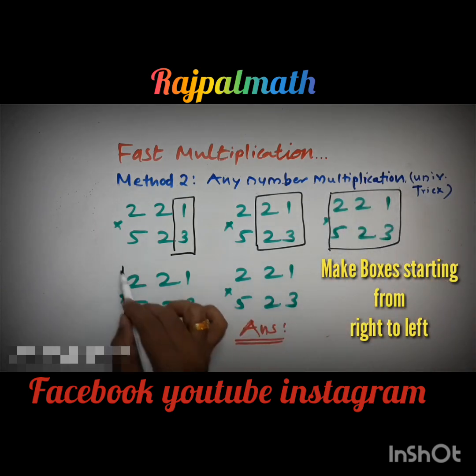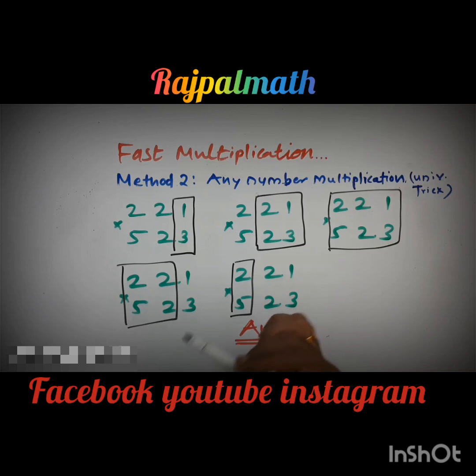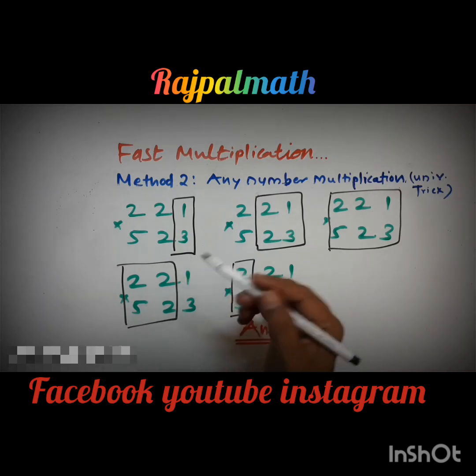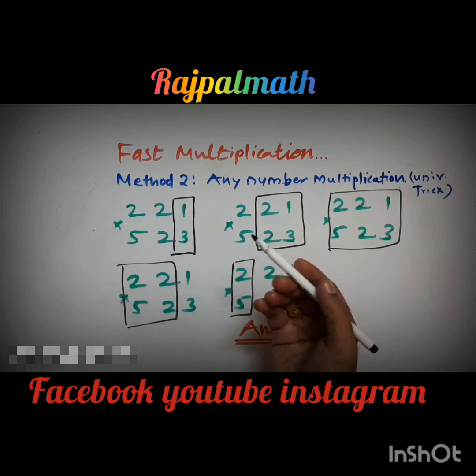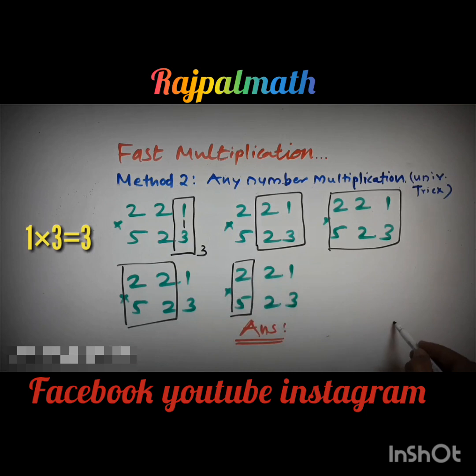The next box will be the second digit and the third digit. And the final box will be on the third digit. Now the product of these boxes is actually your answer. So you can start writing your answer now. So 1 into 3 is 3. I'll write my answer over here.